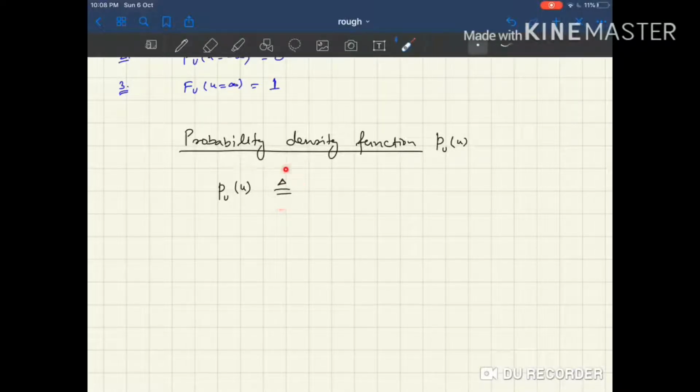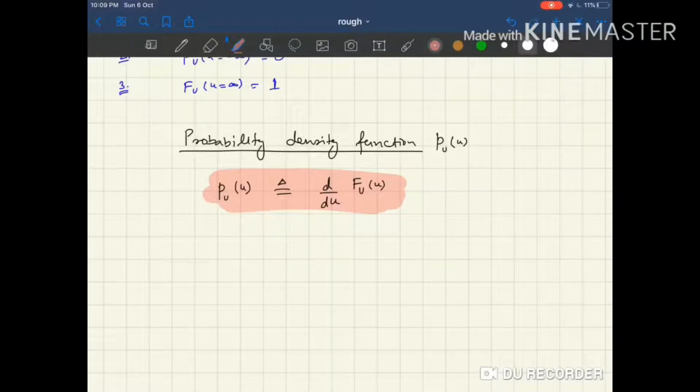the symbol of definition, that this p is defined in that way. So this is just a derivative with respect to small u of the probability distribution function you have seen earlier in this video. This is very important, we can highlight this. It is very important to remember that the probability density function is the derivative of the probability distribution function.